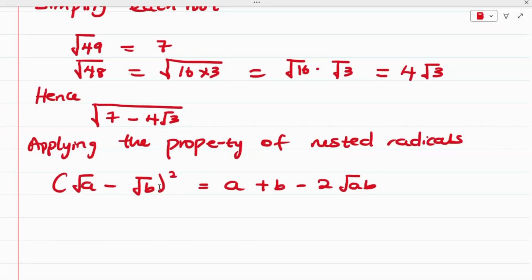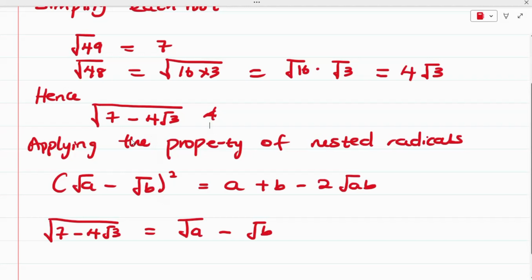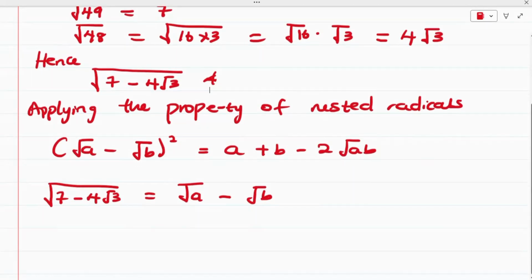So applying this, we can easily say that the expression the square root of 7 minus 4 root 3 can be expressed as the root of a minus the root of b. Now this is because the property of nested radicals has both the rational and the irrational part. Same with this expression right here, it does have the rational part to be 7 and the irrational part to be 4 root 3. So that is why we are simply applying the property of nested radicals.